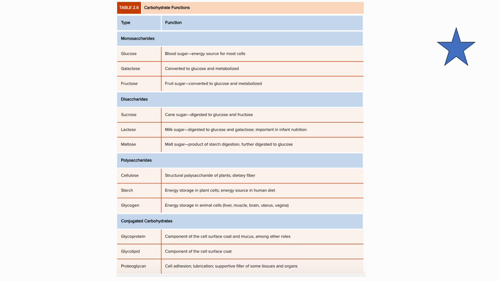This is a lovely table from your book. It goes through the different types of carbohydrates, the monosaccharides, those disaccharides. It also goes through several polysaccharides and some conjugated carbohydrates. Some polysaccharides we have noted here are cellulose. This is dietary fiber. Starch is the energy storage in plant cells and is the energy source in our human diet. And glycogen is the energy storage in animal cells. So it's how we store glucose by forming glycogen. And then we have conjugated carbohydrates like glycoprotein, glycolipid, and proteoglycans. Know what those are. Lovely table for you to study from.